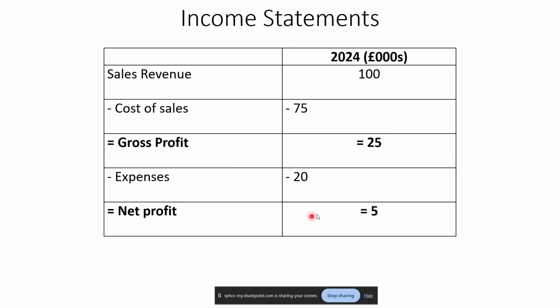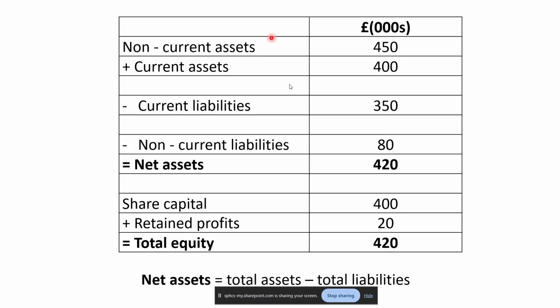Gross profit and net profit margin, you also need to know. Profit margins are simple. It's just profit divided by revenue times 100. And all that's telling you is what percentage of my sales revenue did I convert into profit. In this case, I converted 25% of my sales revenue into gross profit and 5% into net profit. Okay. Obviously, higher is better for those.